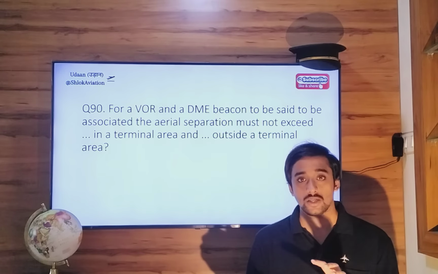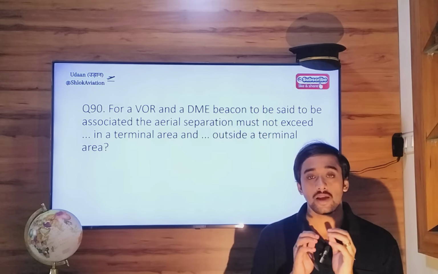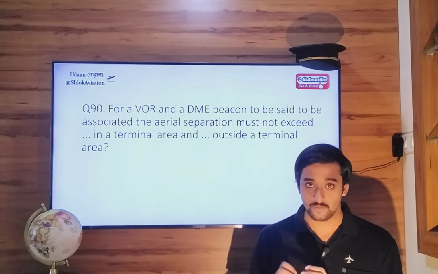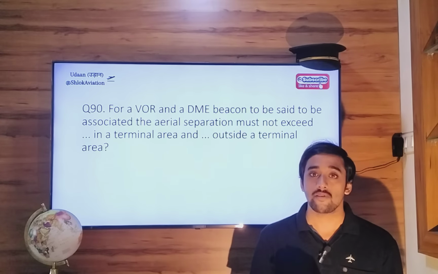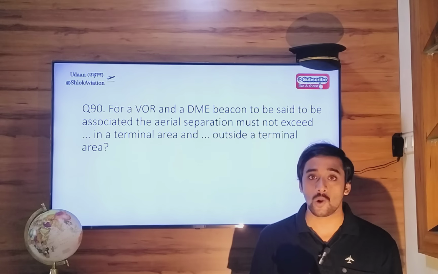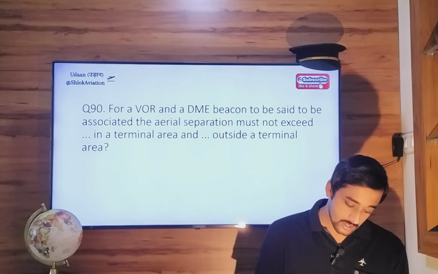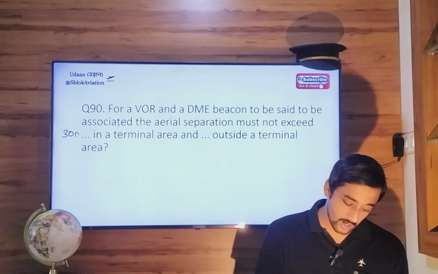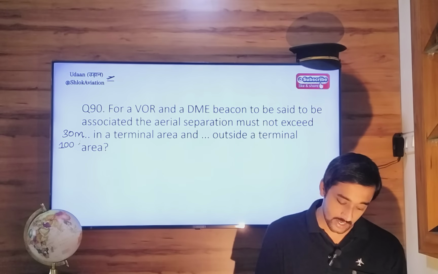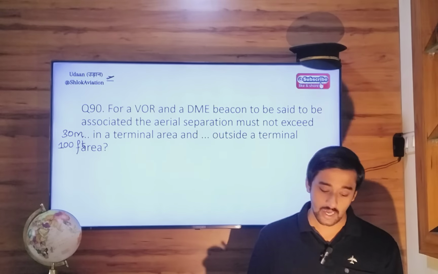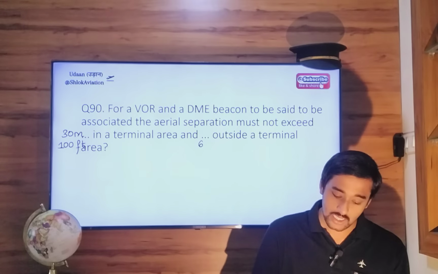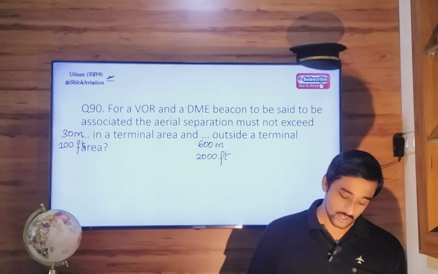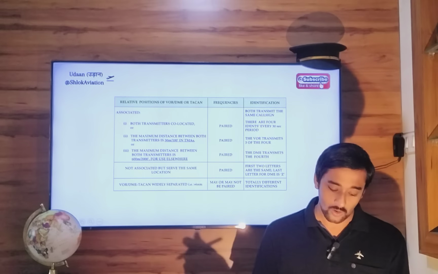A VOR and DME stage aerials can be regarded as co-located, okay, or associated when the location of the aerials are not separated by more than 30 meters or 100 feet in a terminal area. Outside terminal area, the threshold is 600 meters or 2000 feet. Okay, so you must know this by heart over here.